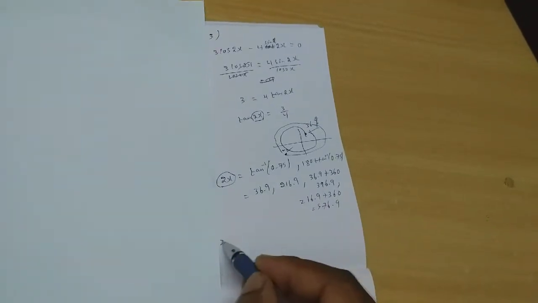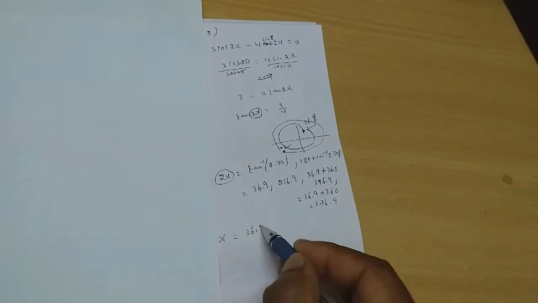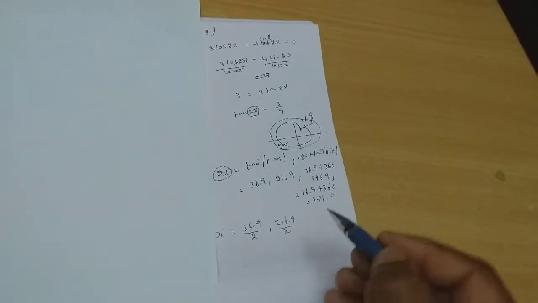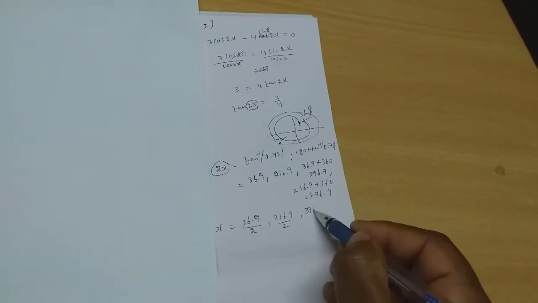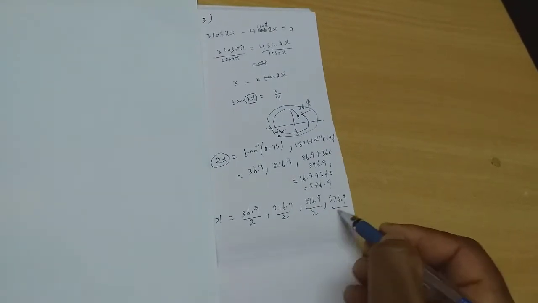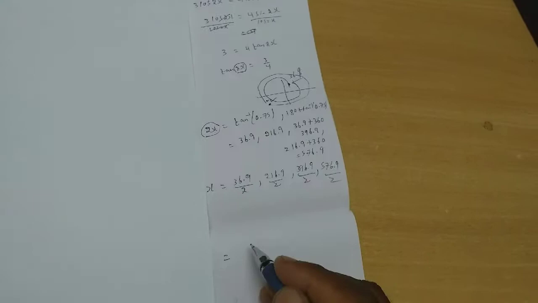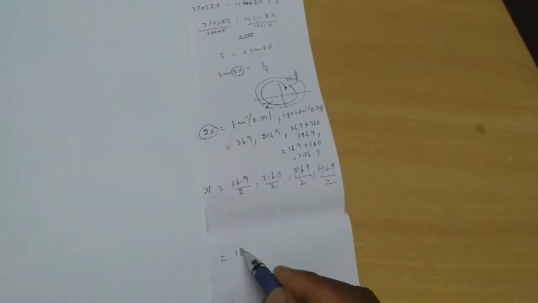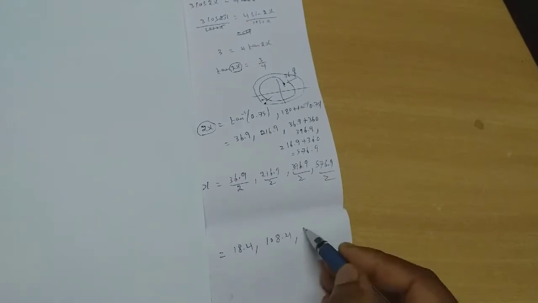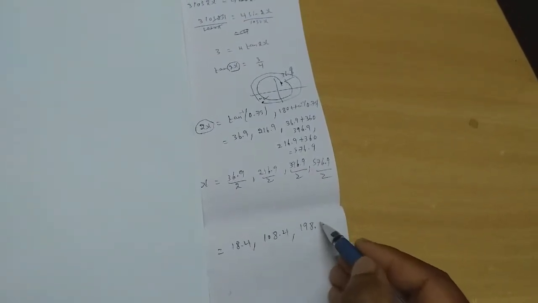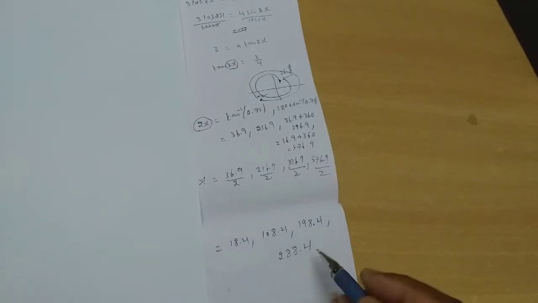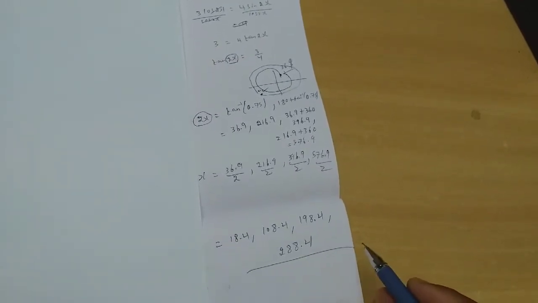Now to get the values of x, each 2x value should be divided by 2: 36.9 by 2, 216.9 by 2, 396.9 by 2, 576.9 by 2. So the values that I get are 18.4, 108.4, 198.4, 288.4. These are the four values of x.